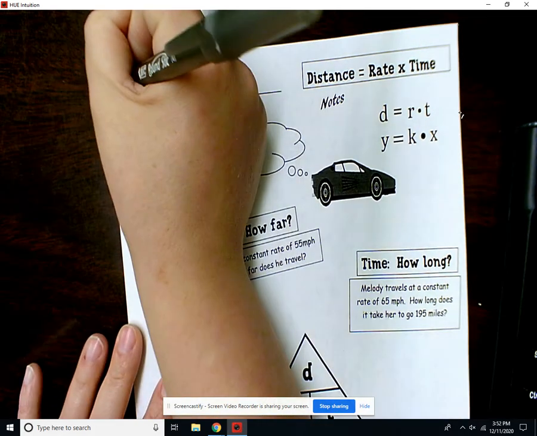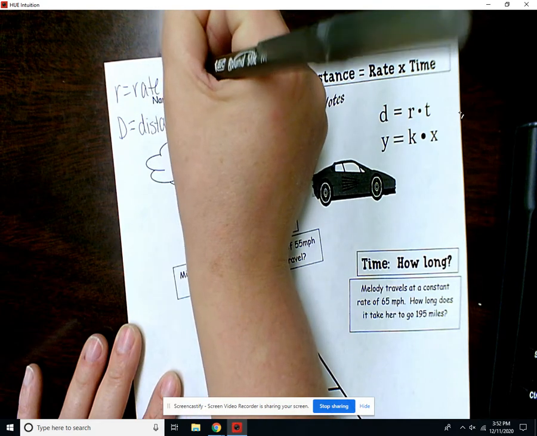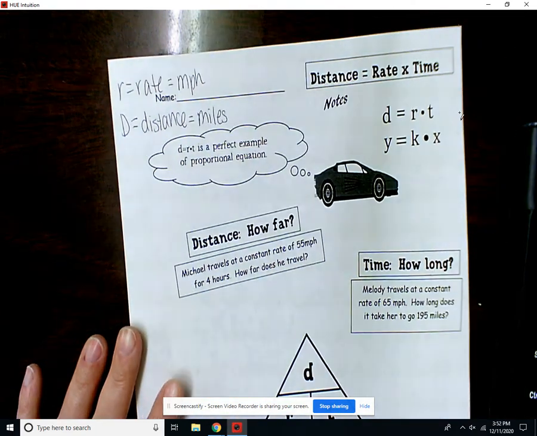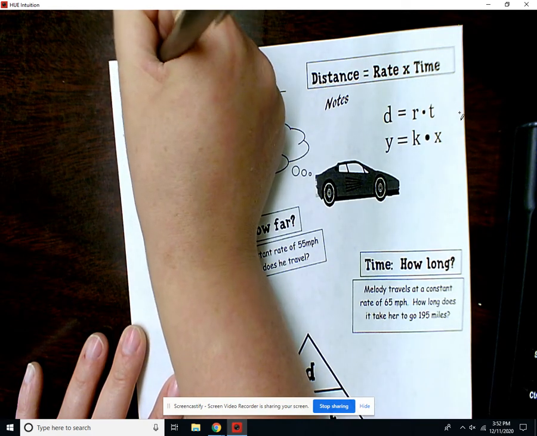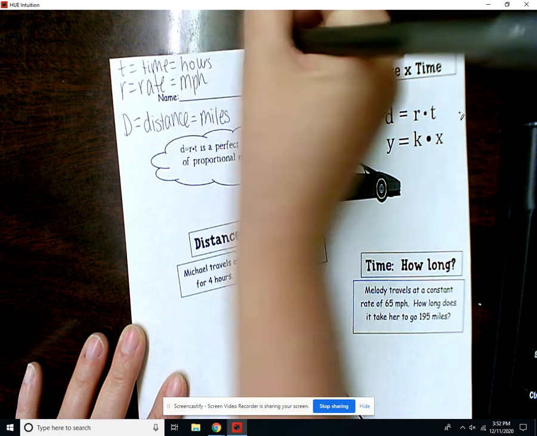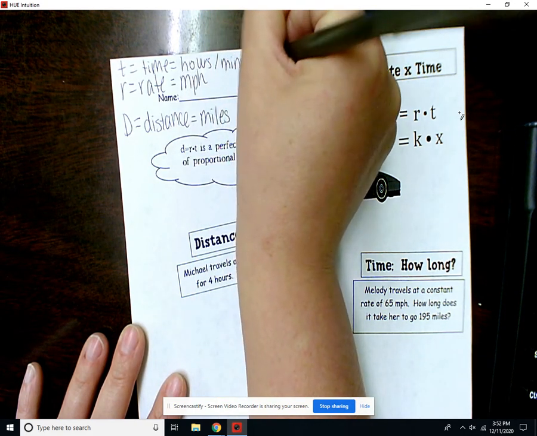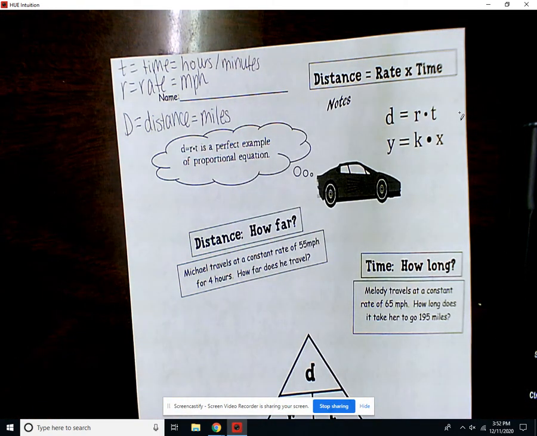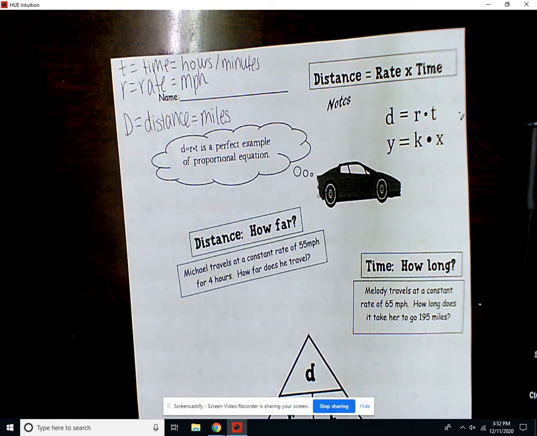And then r is going to be rate. Rate's going to be miles per hour, mph. And then t is going to represent time. And that's going to be hours or minutes. So I want you to write this down in the corner of your paper, or just make a side note about this because it's going to be very important today to know the units for each one.